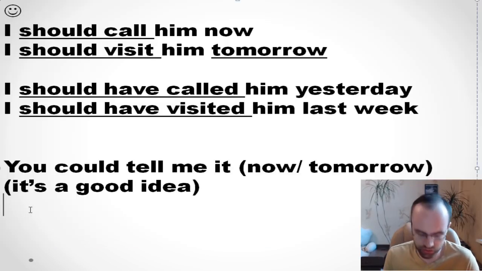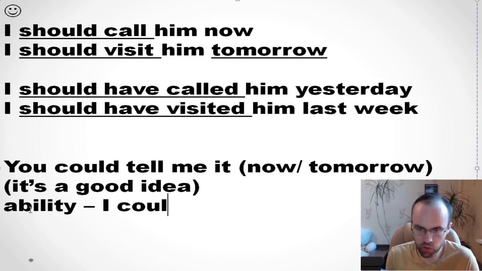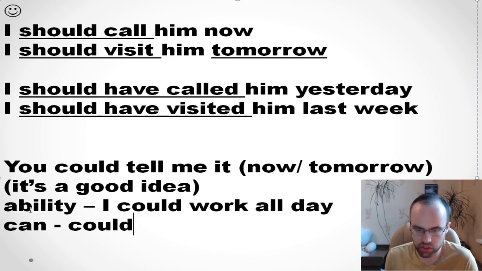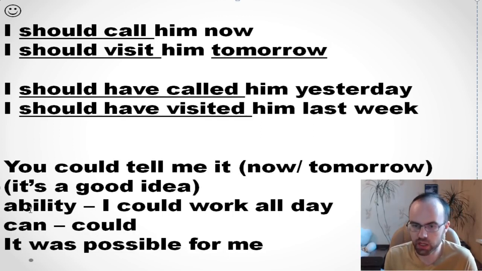So if it's about our ability, for example, I could work all day. I could work all day. So if I say so, it's the past form of could. It means that it was possible for me, and so I did it. It was possible for me.